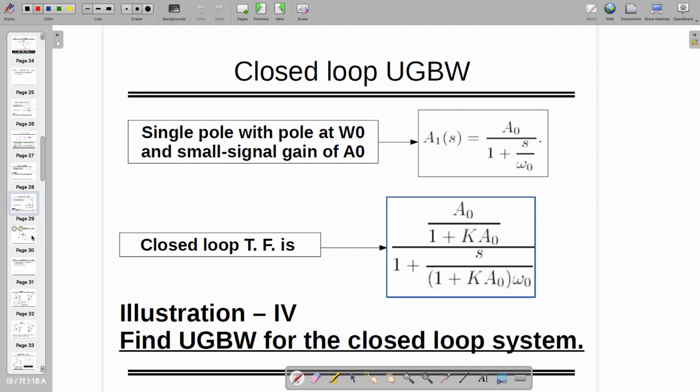Now going one level further, if it is closed loop, what is the UGBW? Interestingly, UGBW is nothing but the small signal AC gain, or the low frequency gain, times the 3 dB bandwidth, as this is a single pole system. So UGBW remains the same; it does not change. In the closed loop, the UGBW does not change, the 3 dB bandwidth is changing and the gain is changing. So overall gain bandwidth, meaning output divided by input when they become 1, is not changing. The value is the same, A0 times omega 0, if it's a single pole system.